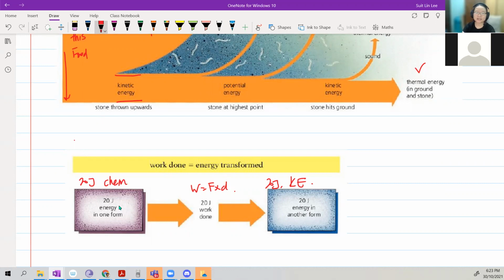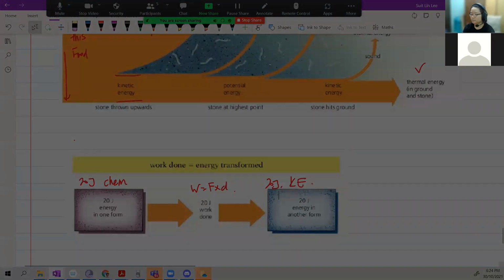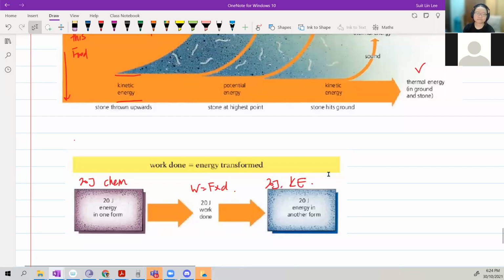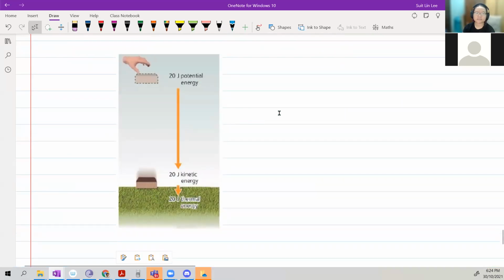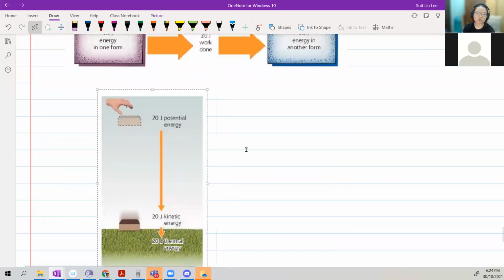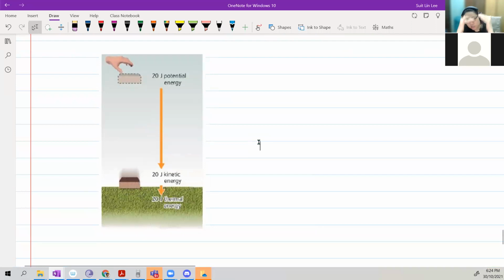Okay. Another example is, let's say I'm dropping a rock like this. So if I drop a rock or a brick, I have 20 joule of potential energy. I convert to 20 joule of kinetic energy. But teacher, who is doing the work?